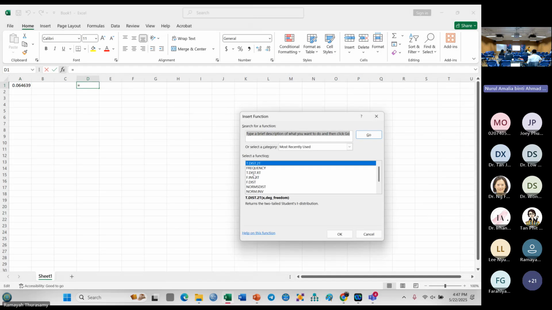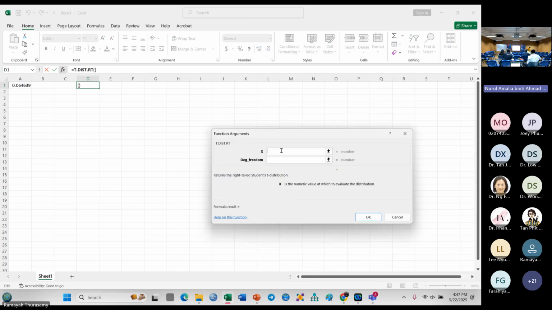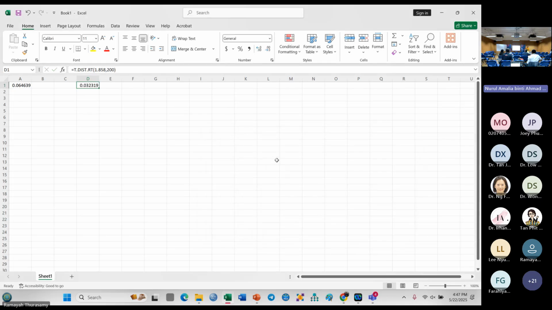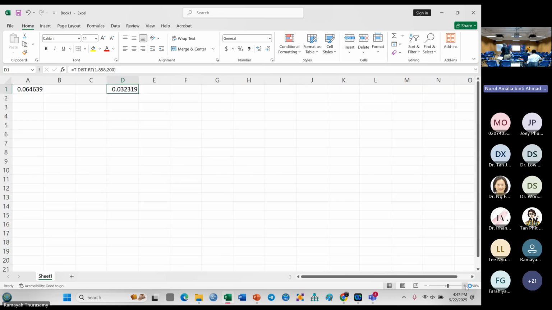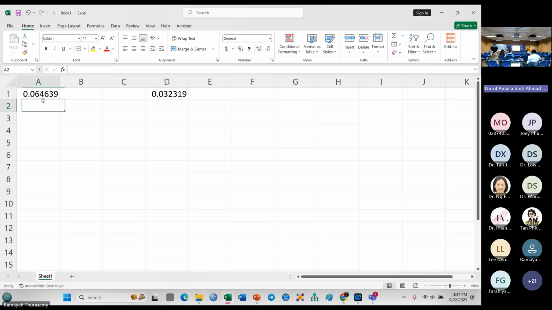Now you run the same analysis, you use your function, but now we take the right tail. So when we run the right tail, we put the same thing, 1.858, and your degrees of freedom is also 200. Now you see a different number. That's how the software works. The software doesn't understand. This is for your two tail and one tail.